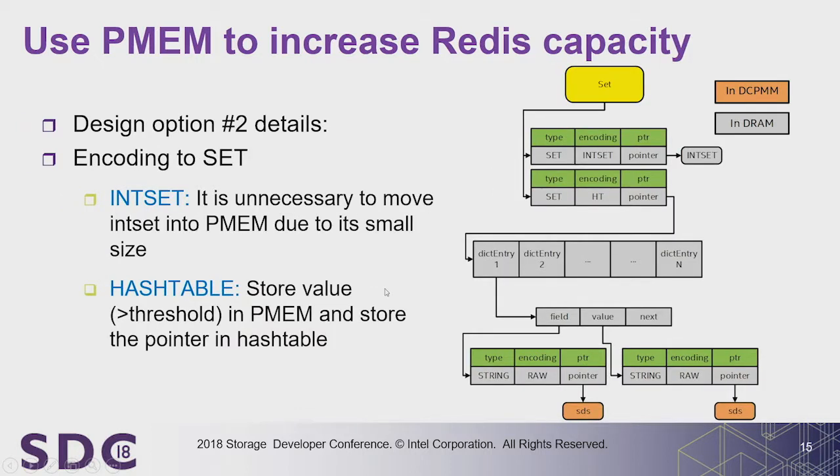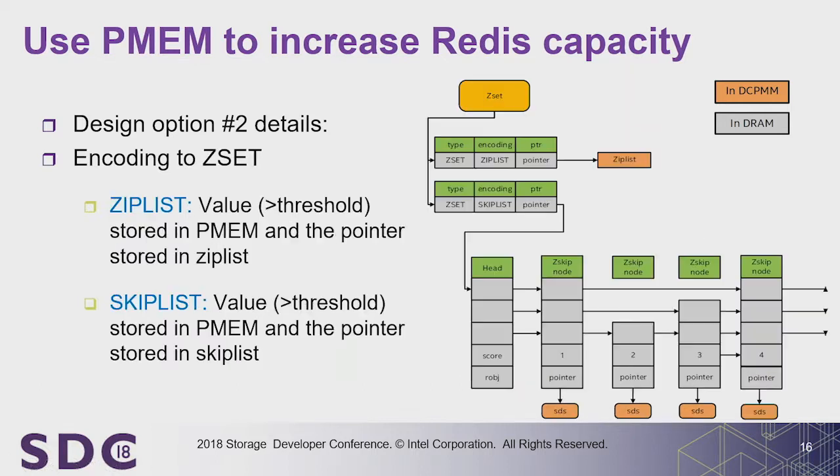This is the set, right? The int set and hash table are similar, since the intset will hold small int values, which should be much smaller than the threshold I just mentioned. Keep that in the PMEM, due to a typo there maybe. Keep that in DRAM due to its small size, and keep the rest of the hash table in the PMEM. Right. This is the last data type I mentioned.